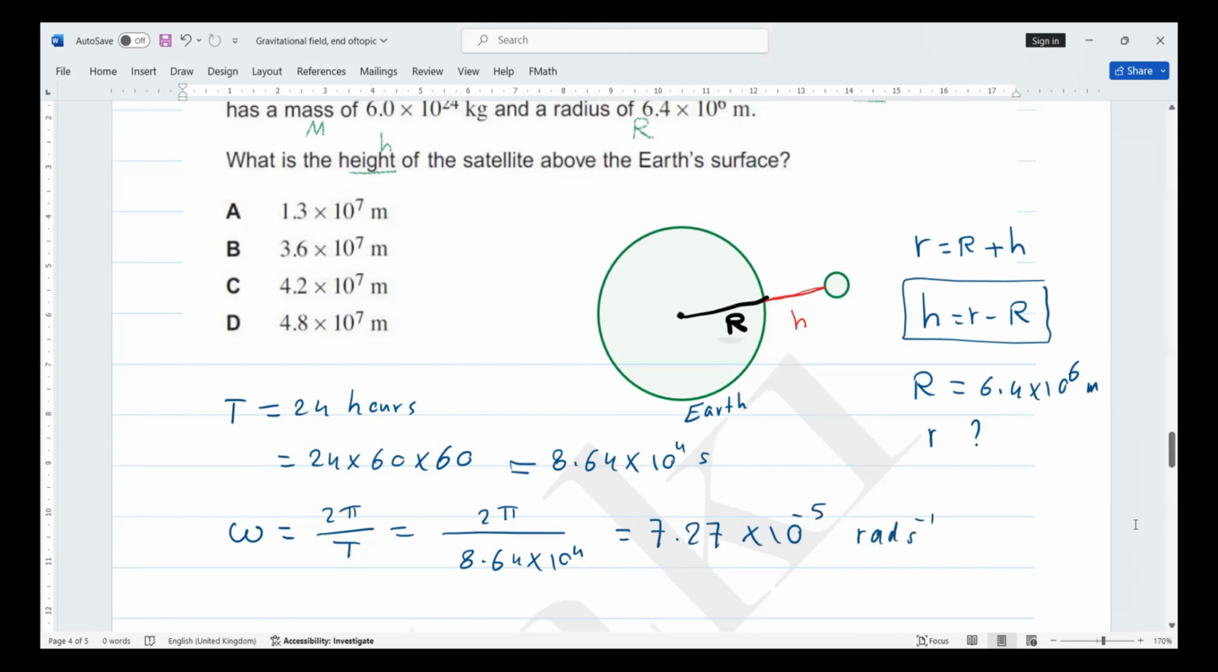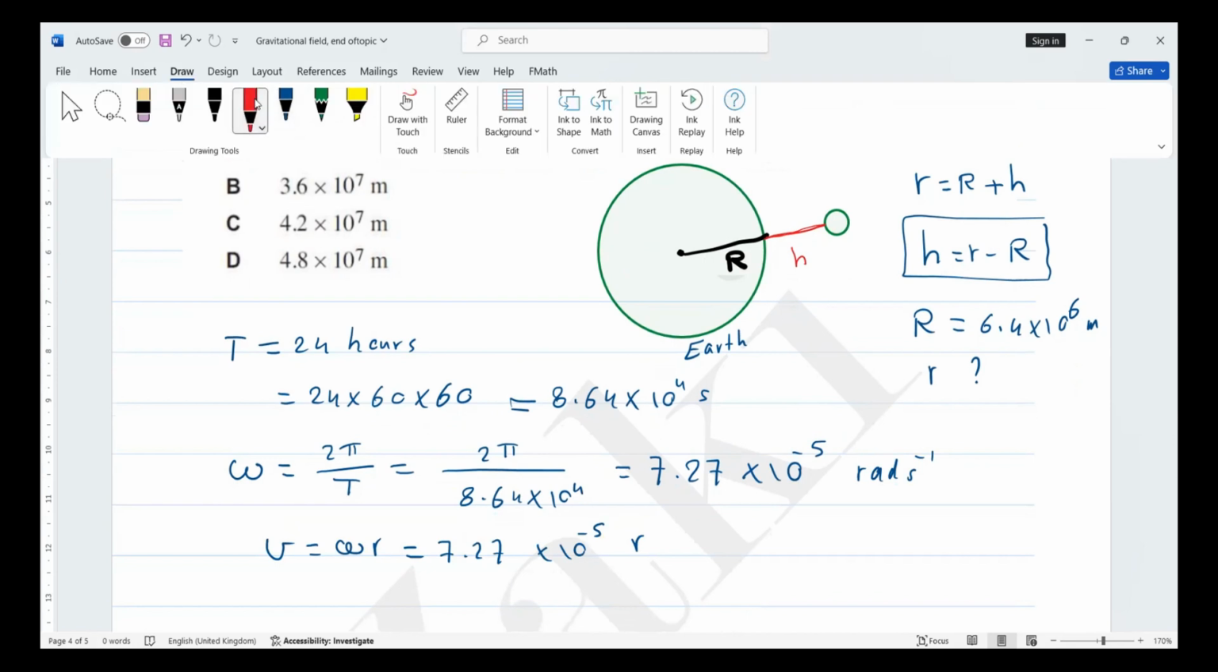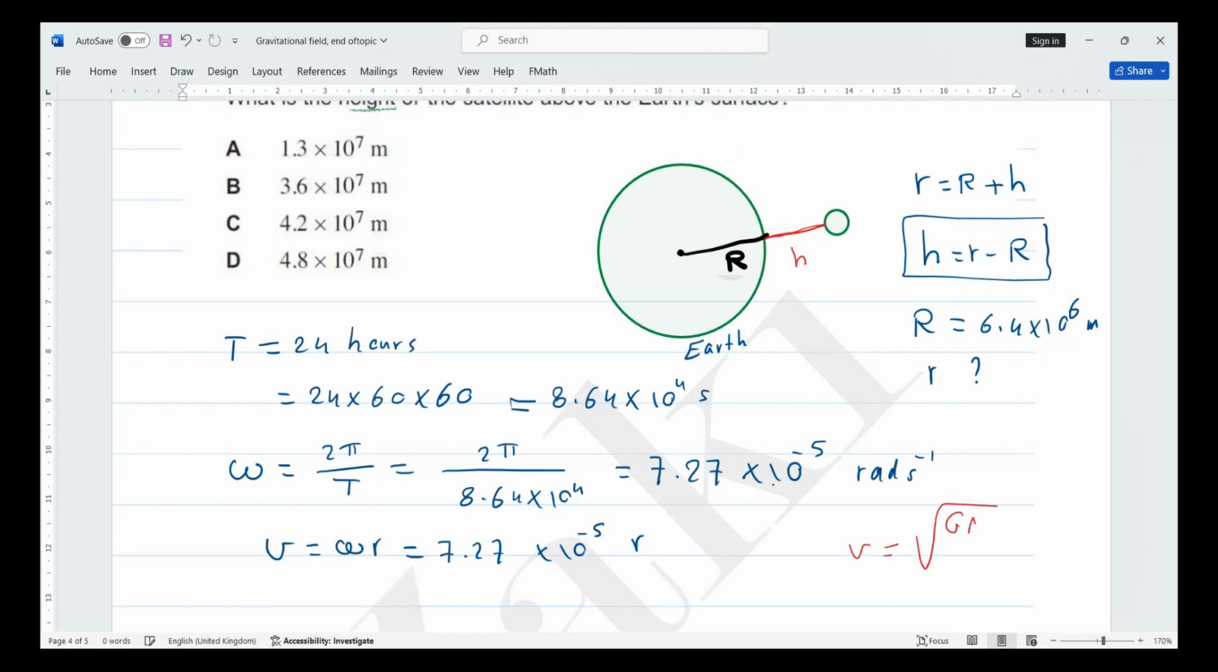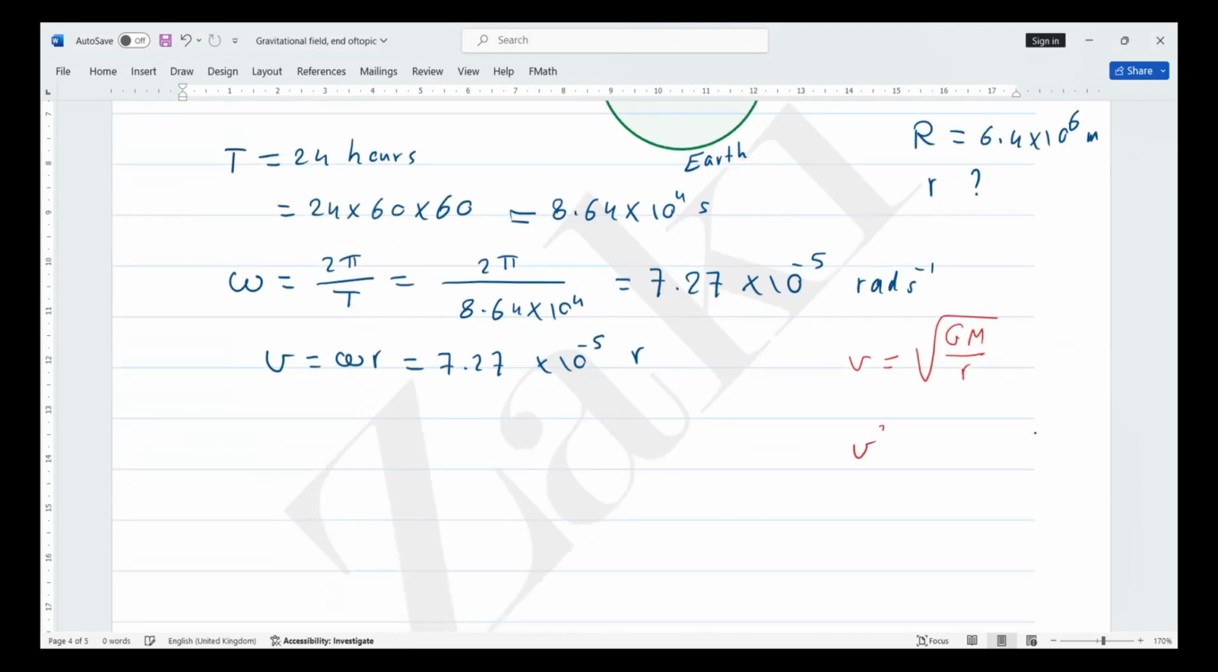Now what about V? V is omega R. Omega we have, but we don't have R. This is V, and we have a relation we can use about V. We know that V equals the square root of GM over R. By squaring both sides, V squared equals GM over R.